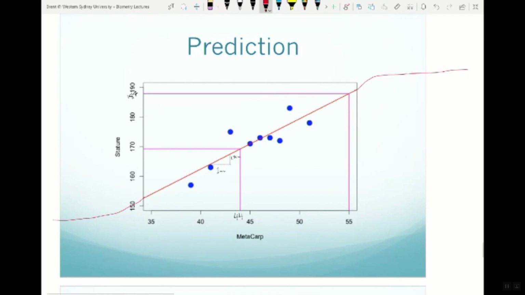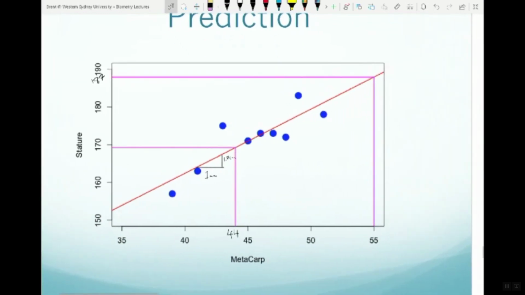Humans obviously don't have an infinite capacity for height or for the length of their hands, so this model is not going to work forever. Where it stops, we don't know. We do know it applies to the numbers within our range of our sample data. Outside of that, we're not so sure.